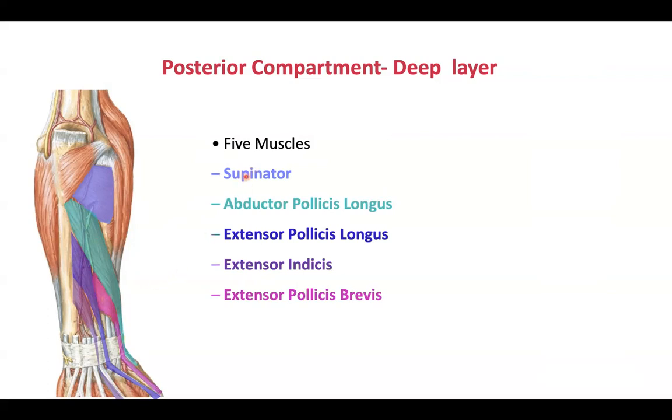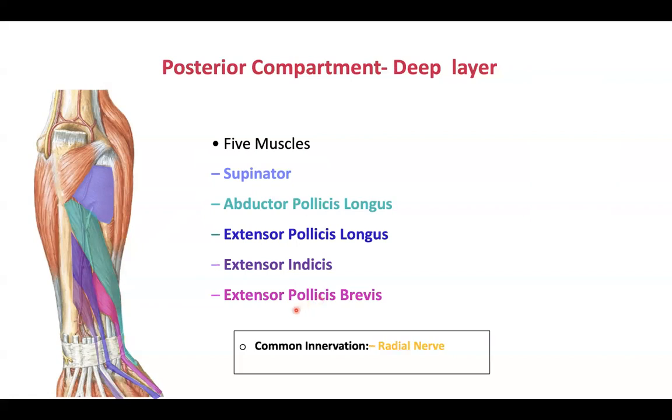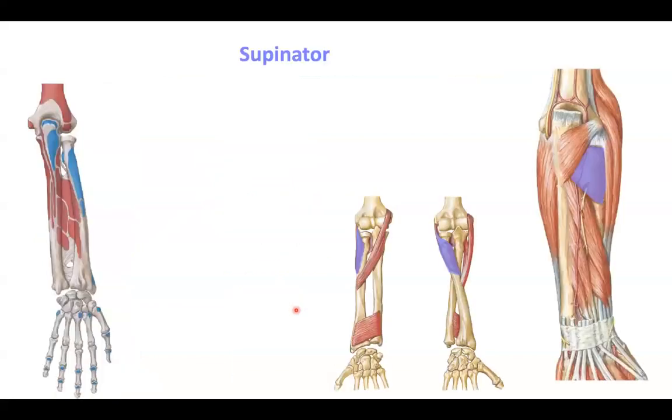So with the exception of supinator and extensor indicis, the remaining deep muscles act on the thumb. So pollex in Latin means thumb. So abductor pollicis, extensor pollicis longus, extensor pollicis brevis, their main action is on the thumb. And all of them are innervated by radial nerve.